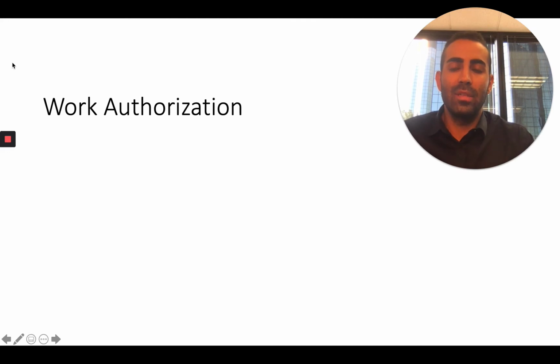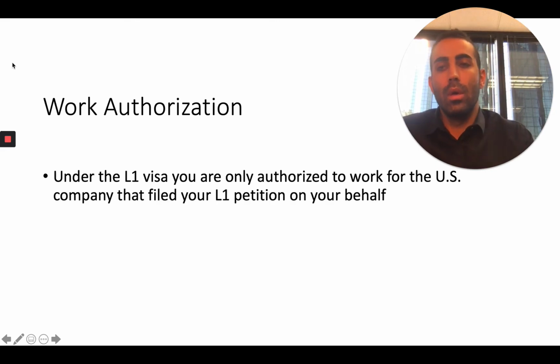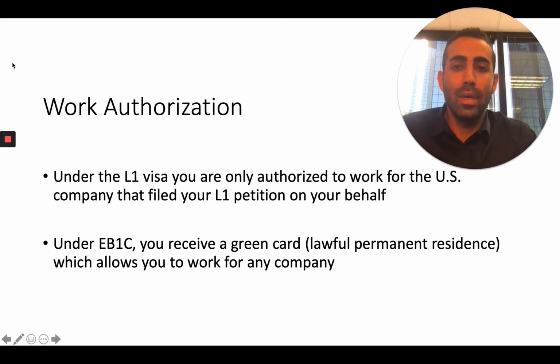Now, to expand on that first point about non-immigrant versus immigrant, we'll discuss the differences in work authorization. Under the L1 visa, you're only authorized to work for the U.S. company that filed your L1 petition on your behalf. Whereas under the EB1C visa, you receive a green card, which is U.S. lawful permanent residence. As a U.S. lawful permanent resident, you're eligible to work for any company in the United States once you have your green card. So that's another big difference.